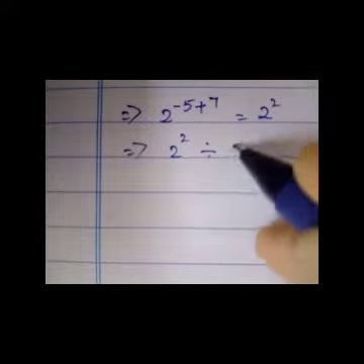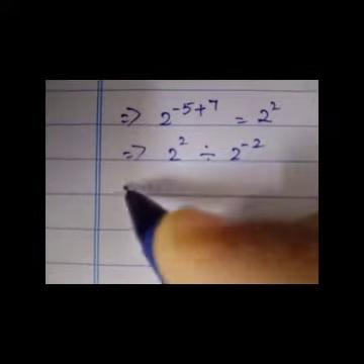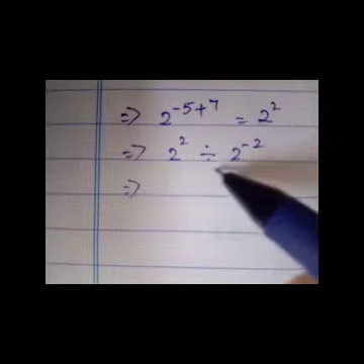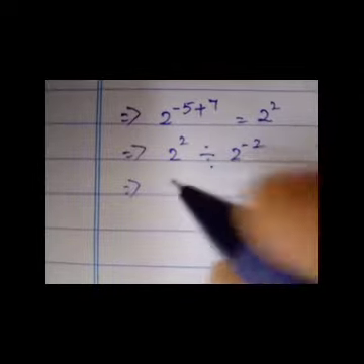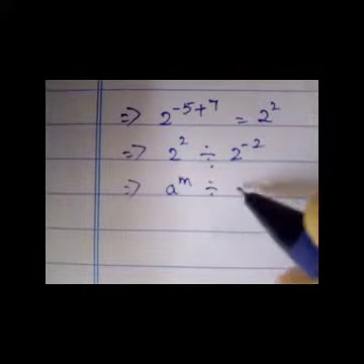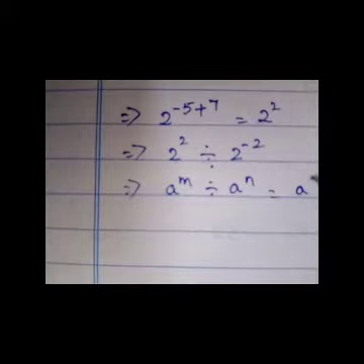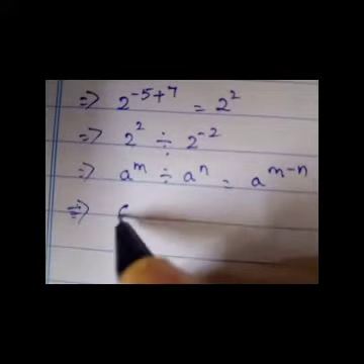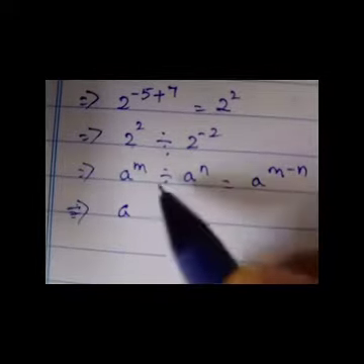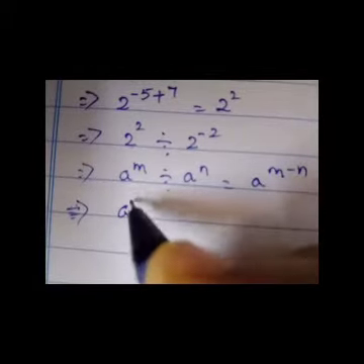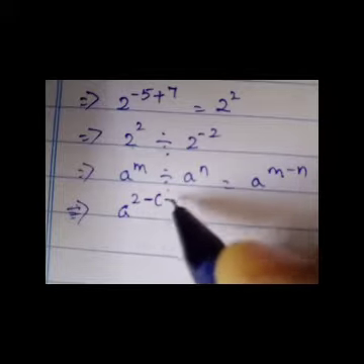Now your next one is 2 power 2 divided by 2 power minus 2. So now you have to see in which rule it is. It is a quotient rule because the division is in the middle and the bases are same. Therefore a power m divided by a power n, which is equal to a power m minus n. Now as it is in the quotient rule, you have to subtract the power. Therefore 2 minus minus 2.